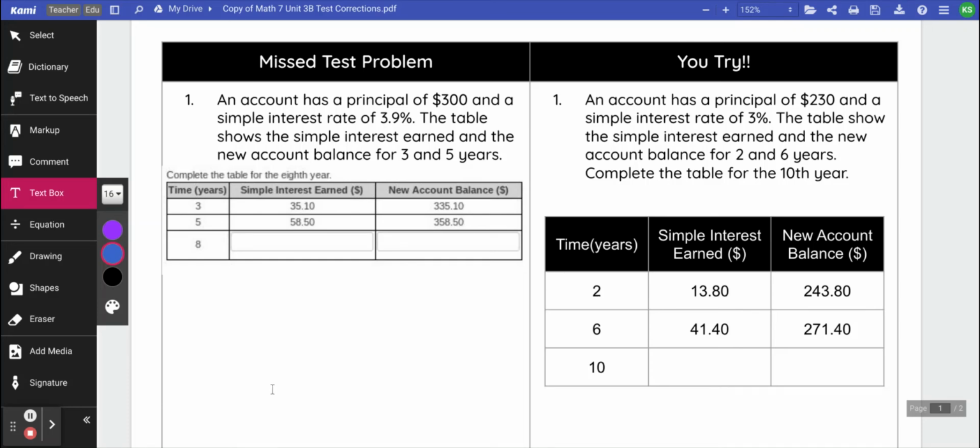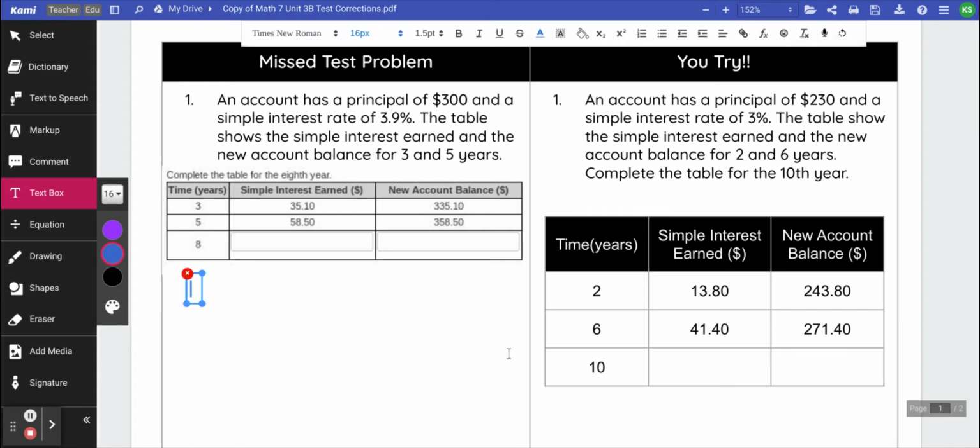Okay, so let's look at the first most missed problem on your Unit 3B test. The first most missed problem was actually problem number 1. It says an account has a principal of $300 and a simple interest rate of 3.9%. The table shows the simple interest earned and the new account balance for years 3 and year 5. It says complete the table for the 8th year. So let's look at this.